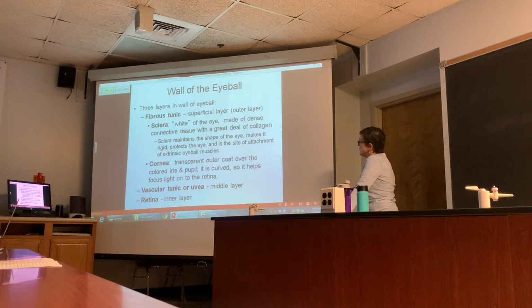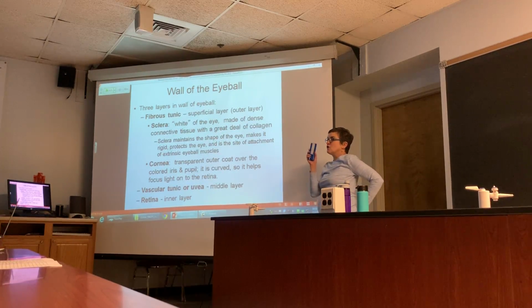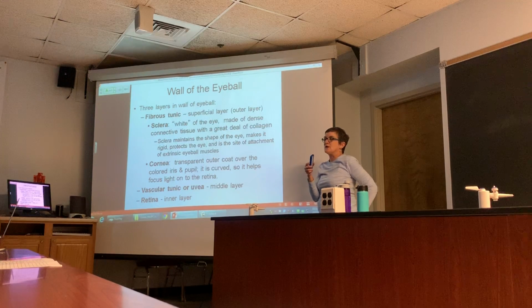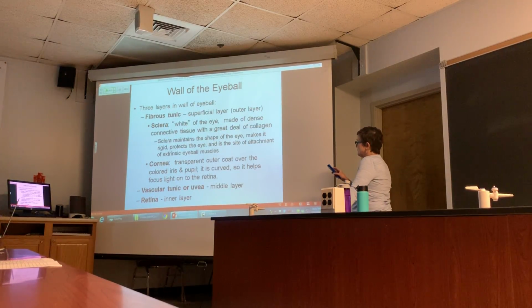So it's a very strong structure, very rigid, and it's also where the extrinsic eyeball muscles attach that move your eye. And then you have the transparent layer in the front, and that's called the cornea. And this covers the iris and lens. It is a curved structure, so it helps in focusing light. It is not the primary agent of focus, the lens is, but it is transparent. It does bend the light a little bit when light passes through it.